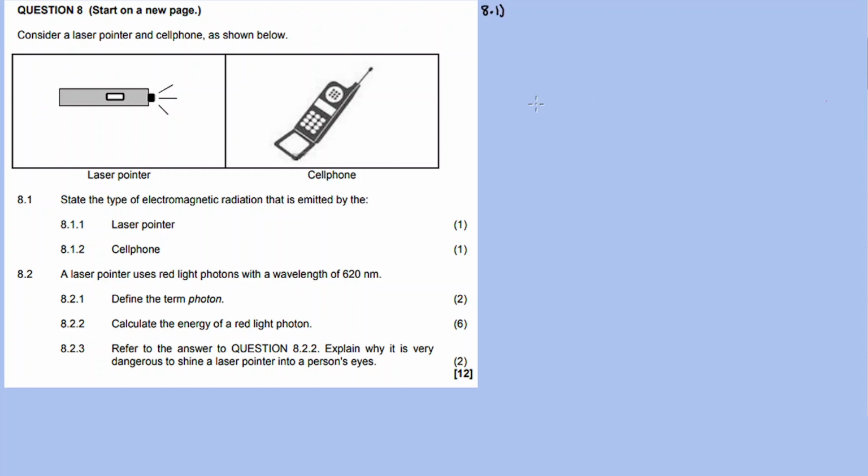8.1. State the type of electromagnetic radiation that is emitted by the laser pointer. 8.1.1.